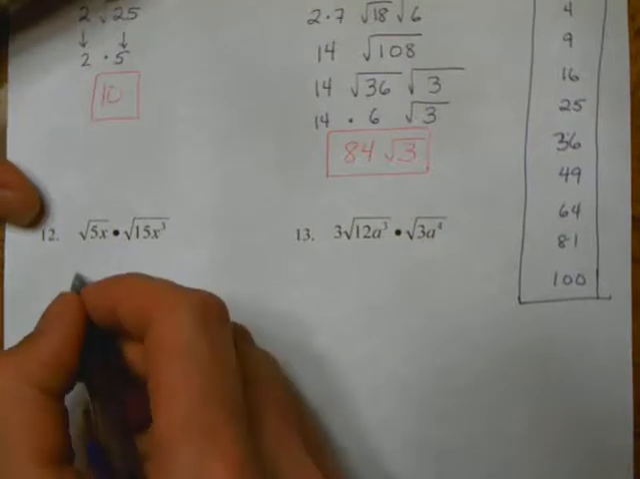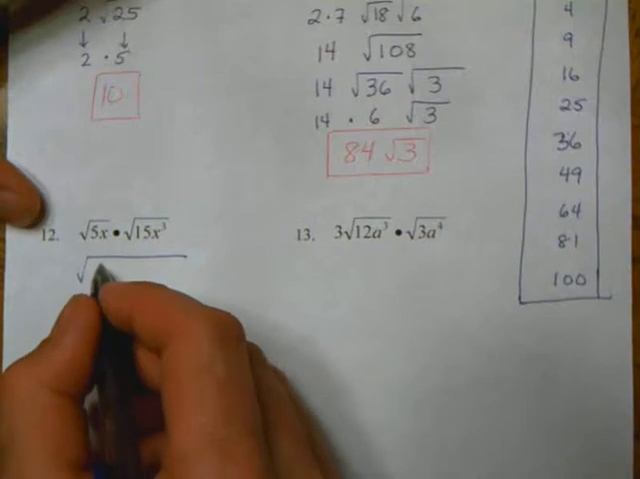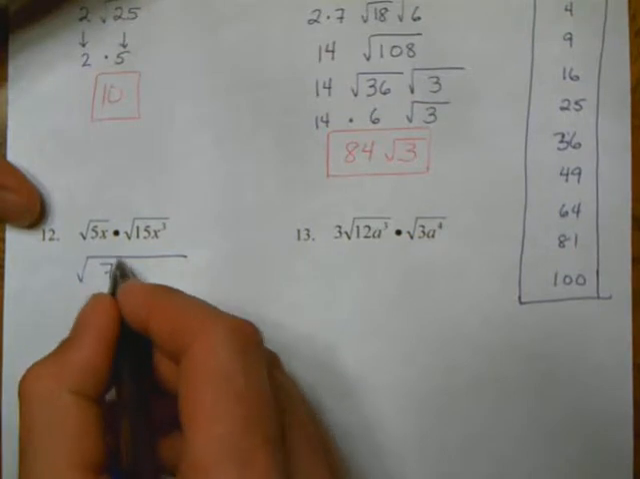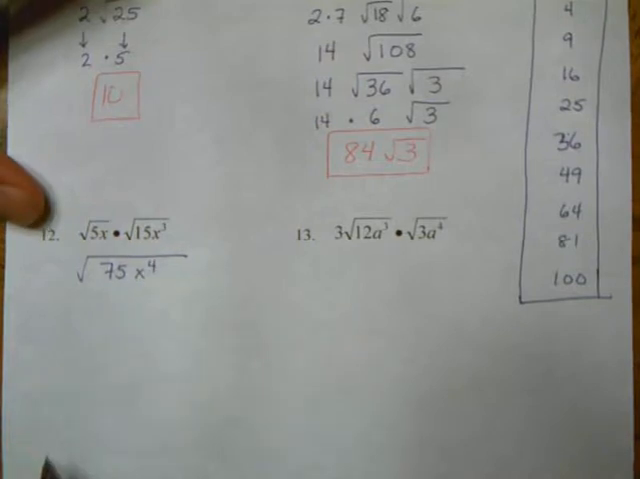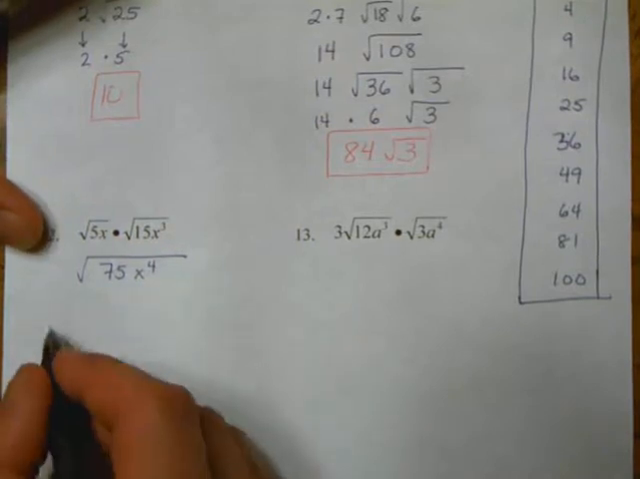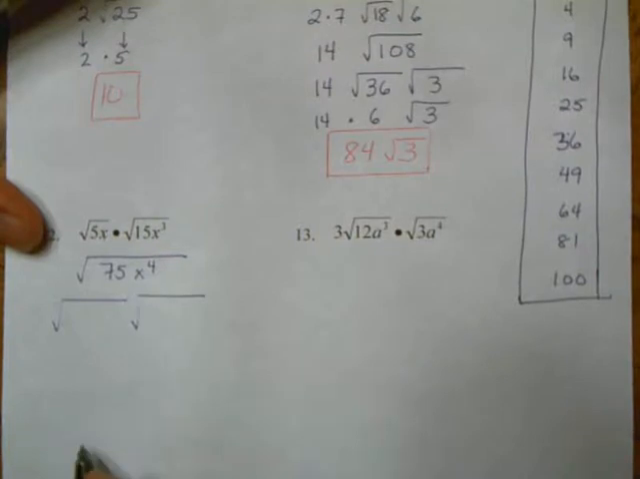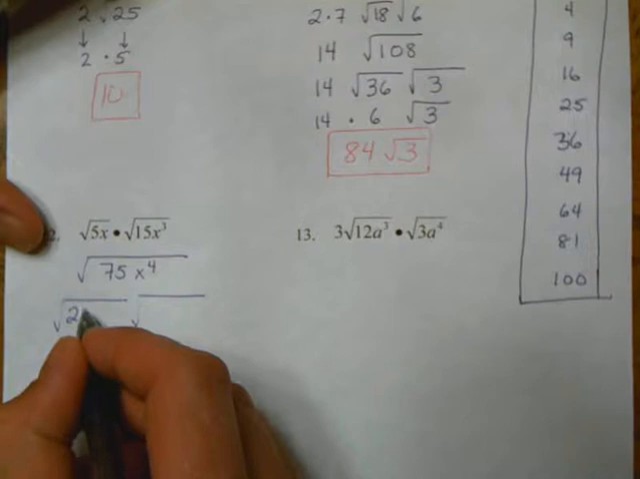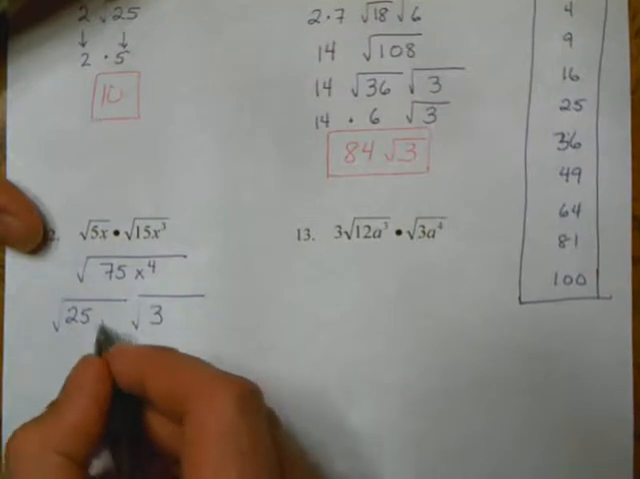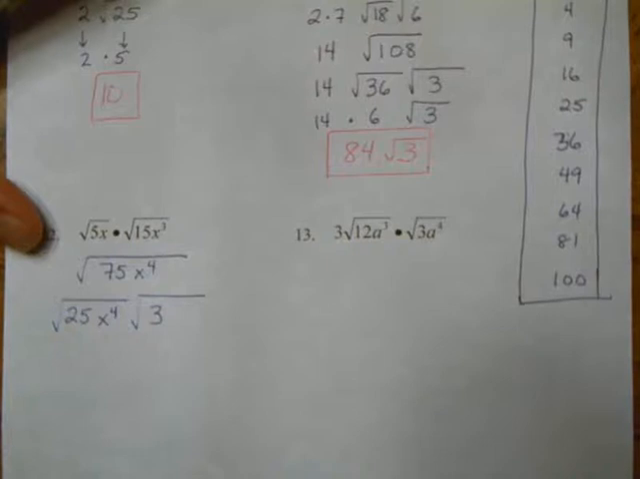On number 12, I have root 5x times root 15x cubed. My first step is going to be to combine my square roots. 5 times 15 is 75. X times x cubed is x to the 4th. Now, I take my square root and I break it into a perfect square times what's left over. What goes into 75? Well, 25 does, and there's a 3 left over.